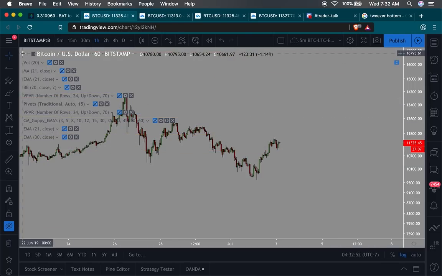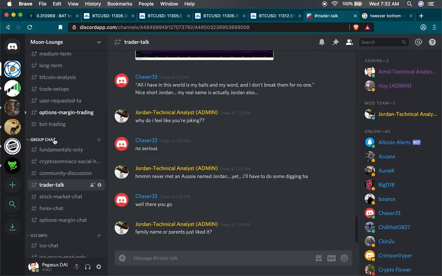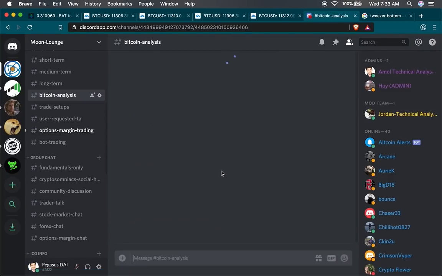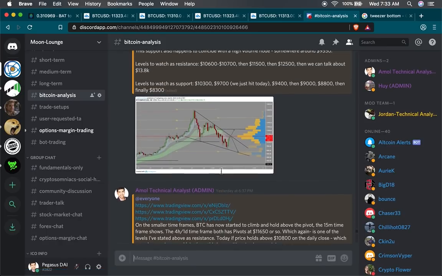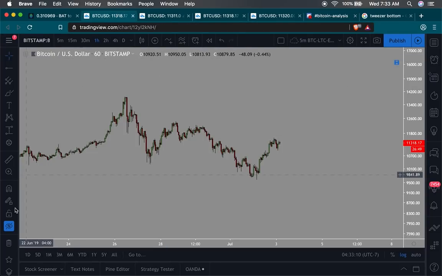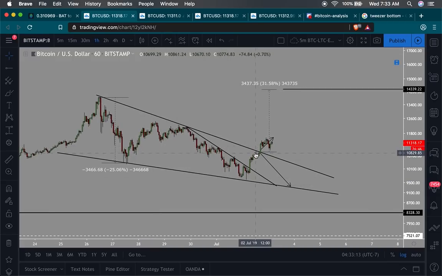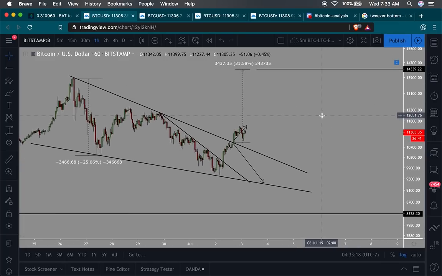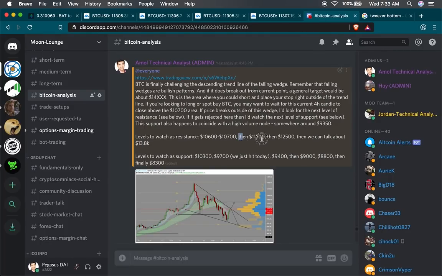So now you know markers to look for, right? And I even stated again in my Cryptosomniac community, in my Bitcoin analysis right here, that the levels to be watching as resistance, the first one was 10,600 to 700, right? So as you can see right here, we were watching that area because we were trying to break out of this falling wedge right there. Once we broke out of that, the next level to watch is about 11,500 and then 12,500, and then we can talk about 13.8K.